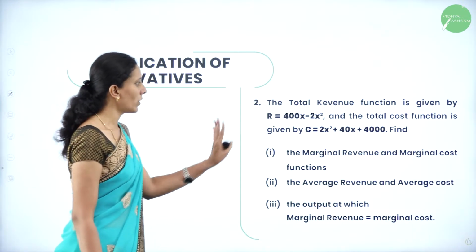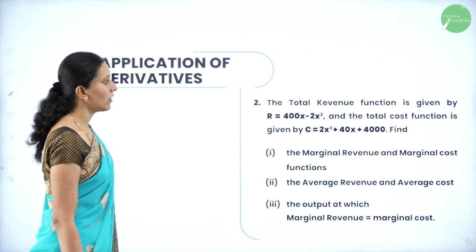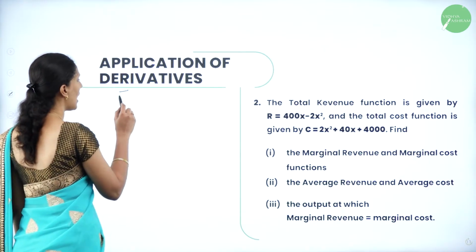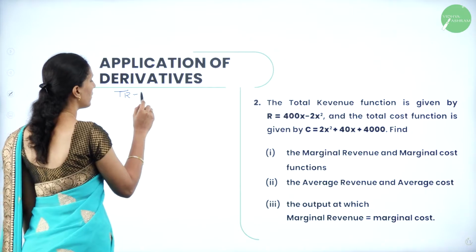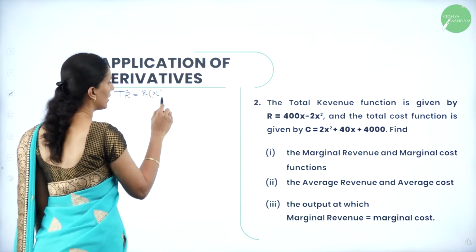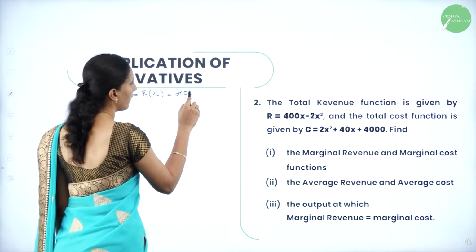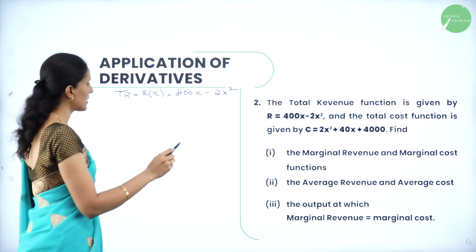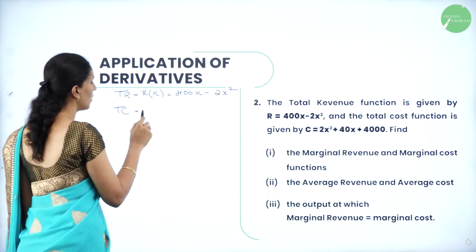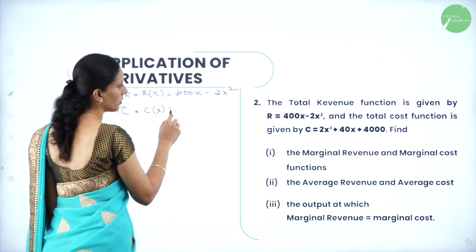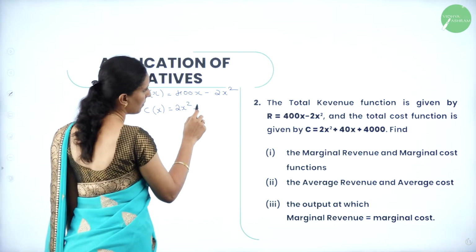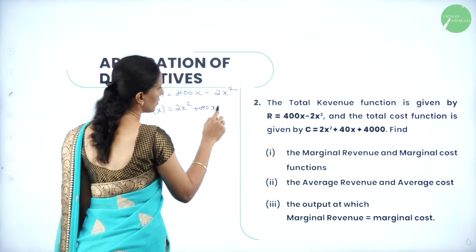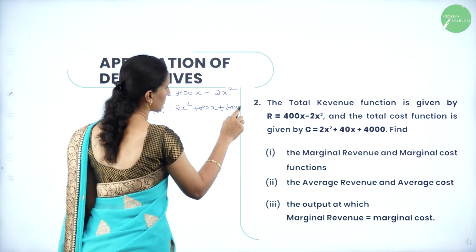Let's see the first one. Let's see what is given. They have given total revenue, that is TR, or we can write it as R of x is equal to 400x minus 2x square. The cost function is given, that is total cost, or C of x is equal to 2x square plus 40x plus 4000.